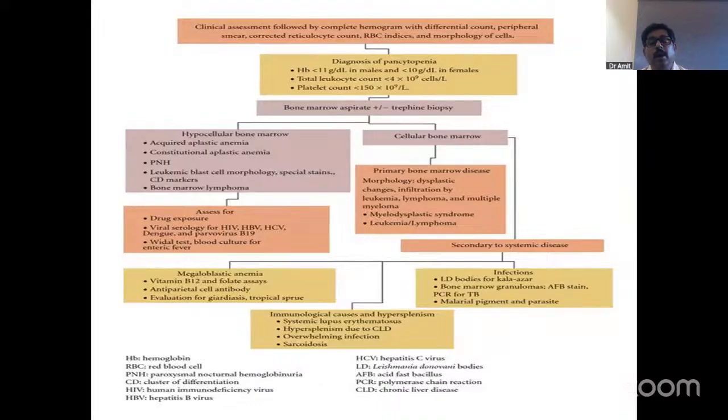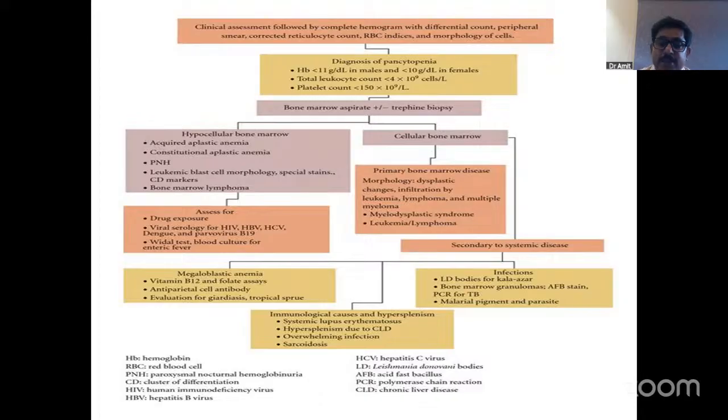Now, vis-a-vis a situation where the bone marrow is cellular, we can have two types of cellular bone marrow with a diagnosis of pancytopenia: a primary bone marrow disease or secondary to systemic diseases. A primary bone marrow disease would show morphology like dysplastic changes, infiltration by leukemias, lymphomas, and multiple myelomas, myelodysplastic syndrome, or leukemia or lymphomas. These are primary bone marrow diseases with cellular bone marrow and pancytopenia.